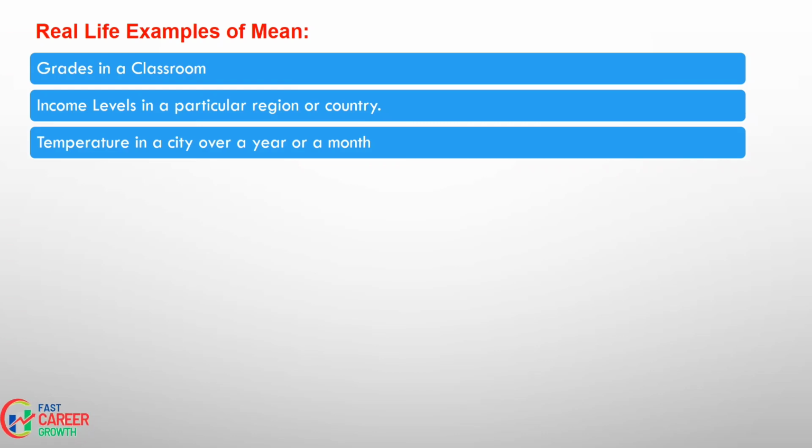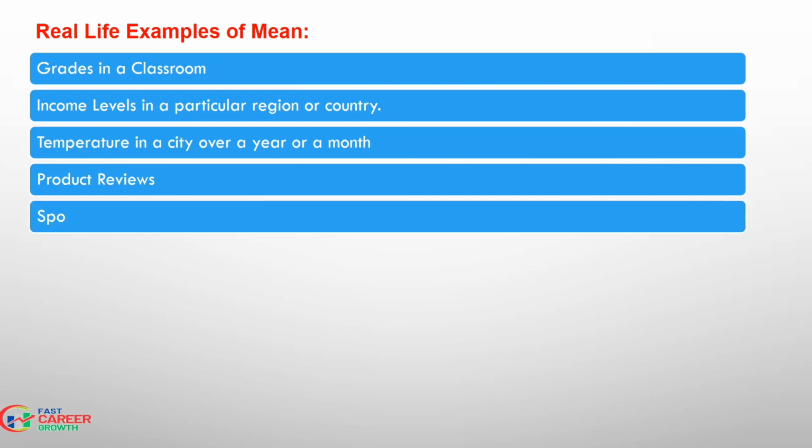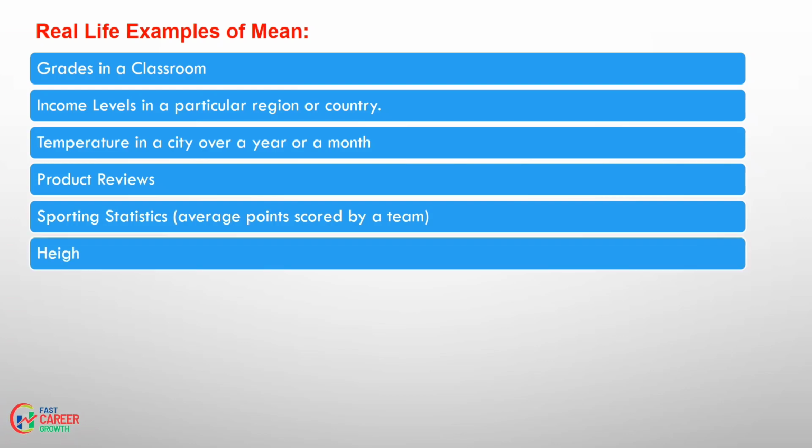Next, product reviews. On e-commerce websites, the mean rating of a product provides an overall assessment of its quality as rated by customers. Next, sporting statistics. In sports, the mean can be used to describe average points scored by a team or the average performance of an athlete over a season. Next, height of a population. The mean height of a population sample helps understand the typical height of individuals within that group.